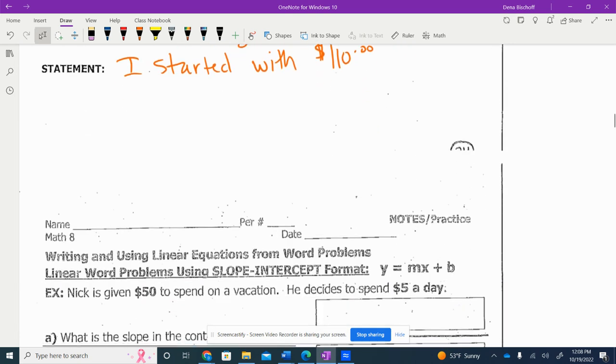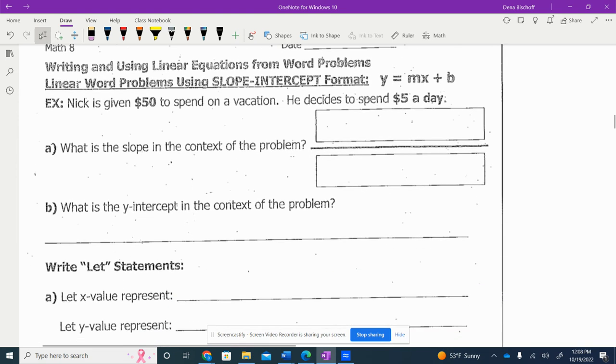Okay. You're welcome. So again, we're going to do another problem in the form y equals mx plus b. Nick is given $50 to spend on vacation. This is how much he starts with. What does that represent? It's not y. It's called the y-intercept, and that's represented by the variable b. I feel like we're confusing that. So the beginning amount is b. The amount of money that he spends per day is my m.